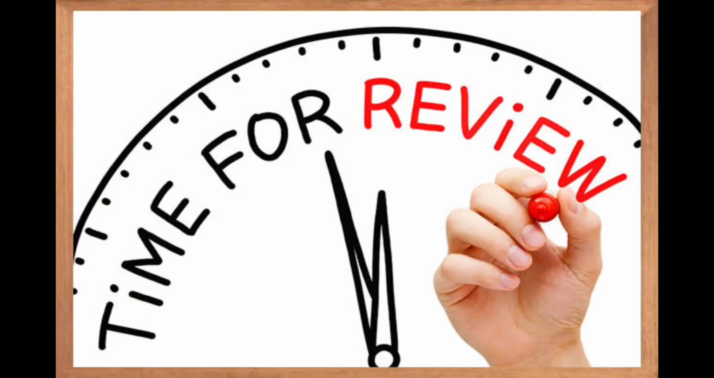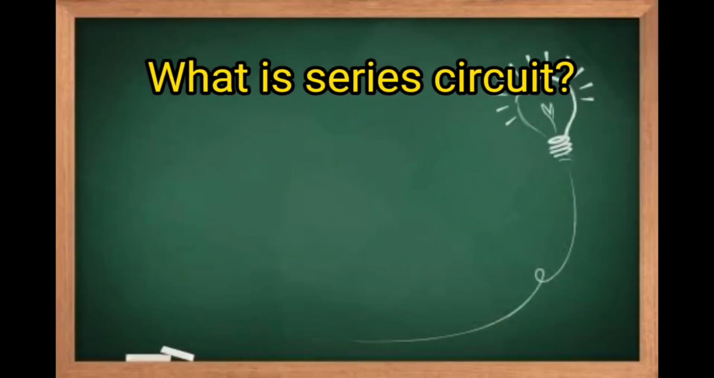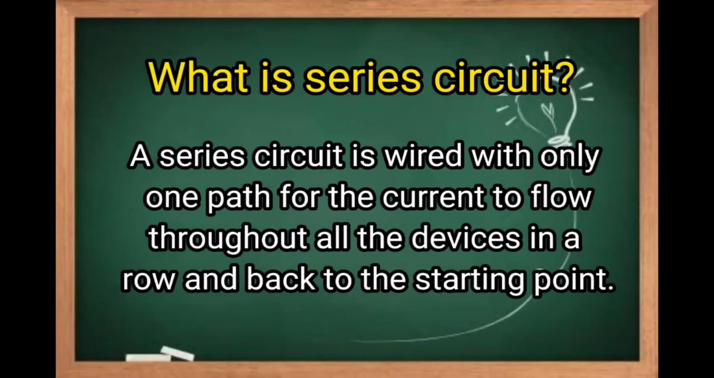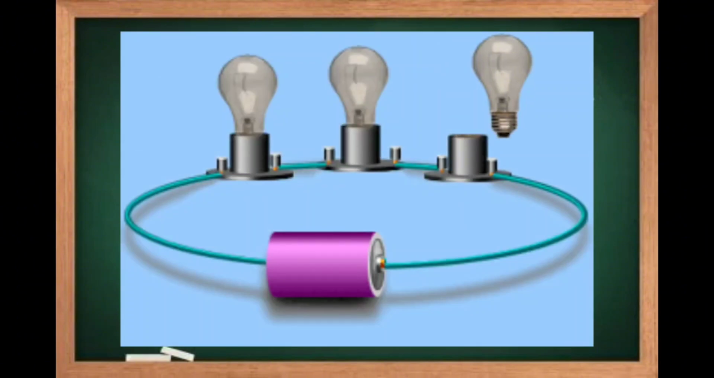First, let us have a review of the previous lesson. Do you still remember? What is series circuit? A series circuit is a wire with only one path for the current to flow throughout all the devices in a row and back to the starting point. The same current flows throughout each part of a series circuit. If the circuit is broken at any point, there won't be any current that will flow. This is an example of a series circuit.